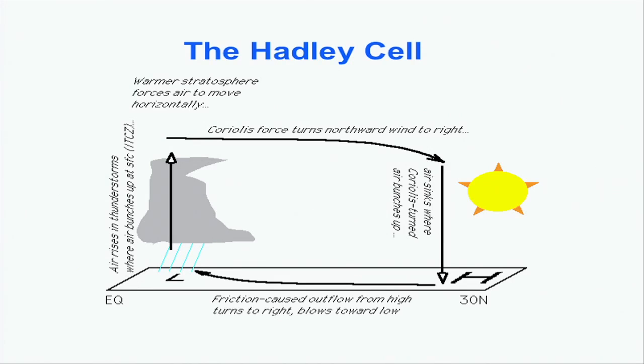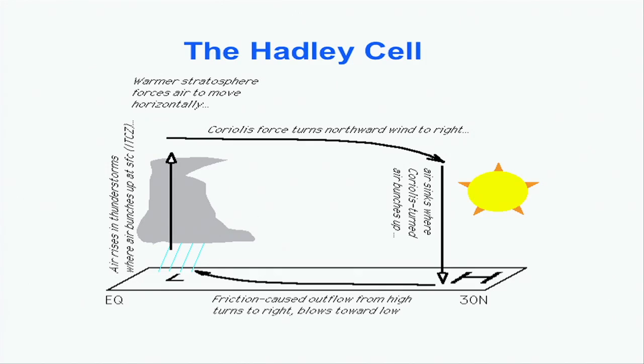So if we just look at this section, the northern hemisphere, exactly the same thing will happen in the southern hemisphere. You can see that the air is trying to move towards the pole, but the Coriolis force due to rotation pushes that wind to the right. Eventually it's going to start to sink. What does that do? Well, remember, rising air means we have a region of low pressure. Descending air means we have a region of high pressure.